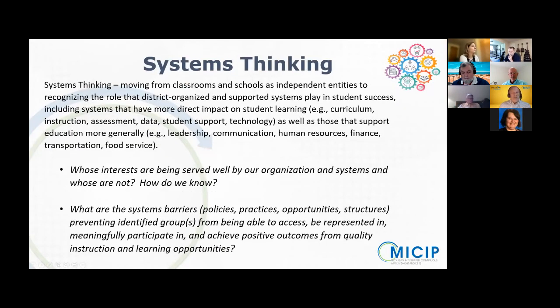And then in terms of systems thinking. So again, you see our definition at the top here. I'm not going to read it. It's just talking about those two different levels of systems, those that are most directly impactful on our teaching and learning process, as well as those that are more generally supportive. So two really key questions, and these actually come from Dr. Skelton in her work. And these are some of those million-dollar questions that take a lot of digging deeper into a lot of conversation.